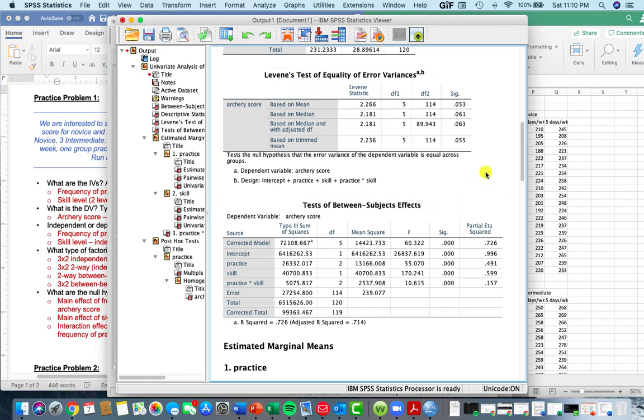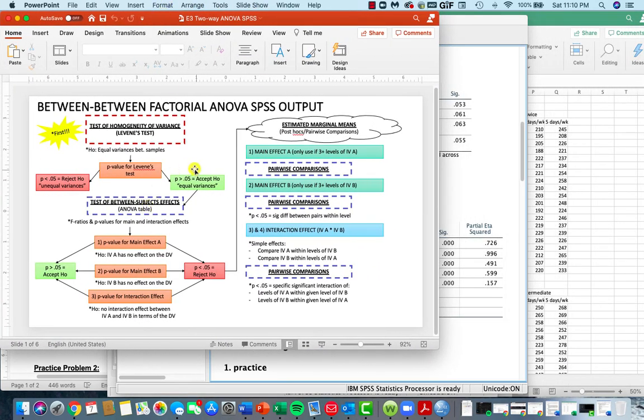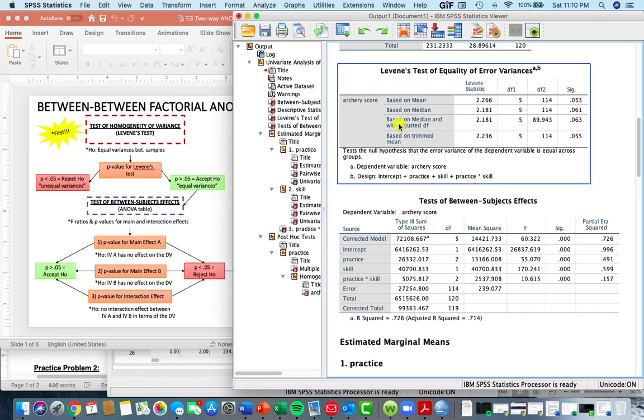Okay, so we have to take a stepwise approach to reading the output, and that's where the flowchart comes in. So I'm going to pop over here. You can see the first thing when we get to our output is we look at Levene's test, which is right here, and we do it based on the mean, per usual.